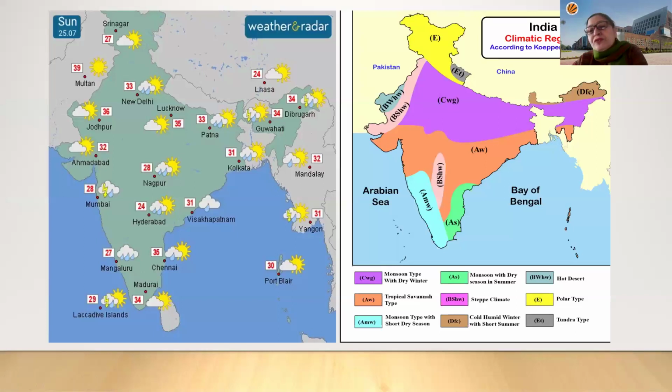On the basis of the conditions prevailing here, this classification is given by Köppen. According to Köppen, the country can be divided into different parts, like with the yellow color, this is the polar type of climate existing here. And that purple is the steppe climate. Then a monsoon type of climate is there, monsoon with dry season in summer.